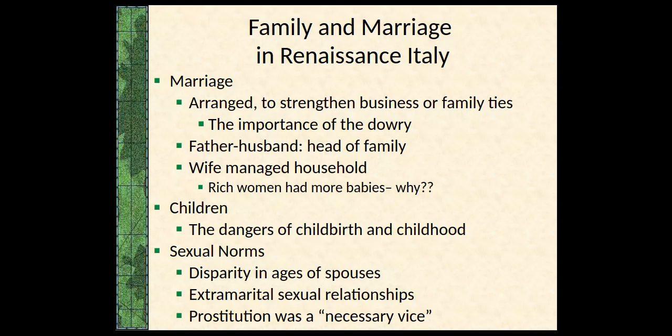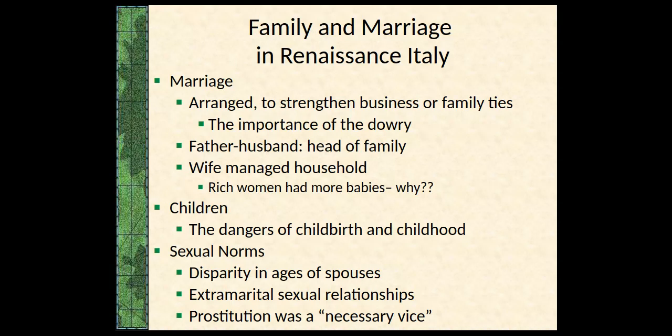Sexual norms: because of these arranged marriages, it was typical to see older males being married off to younger females. You also saw extramarital relationships. Of course, it's a double standard. It's acceptable for the men, a necessary evil, that they visit prostitutes and stuff like that and have mistresses. Whereas, depending on how powerful your husband is, you could be executed for sleeping around on your husband. So for a woman, it was a dangerous game to play.